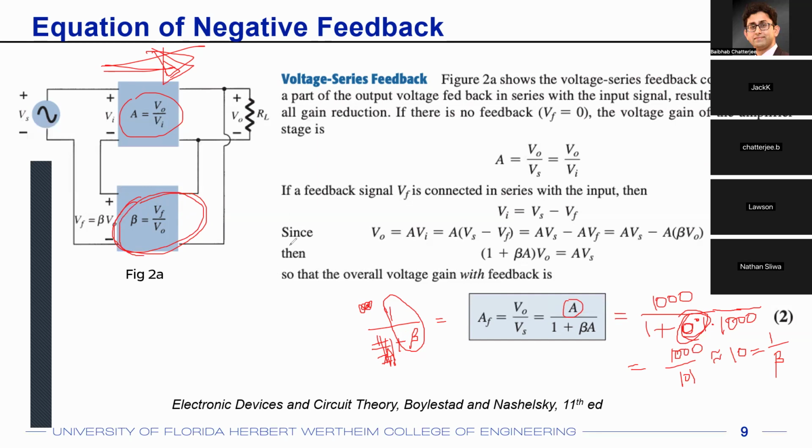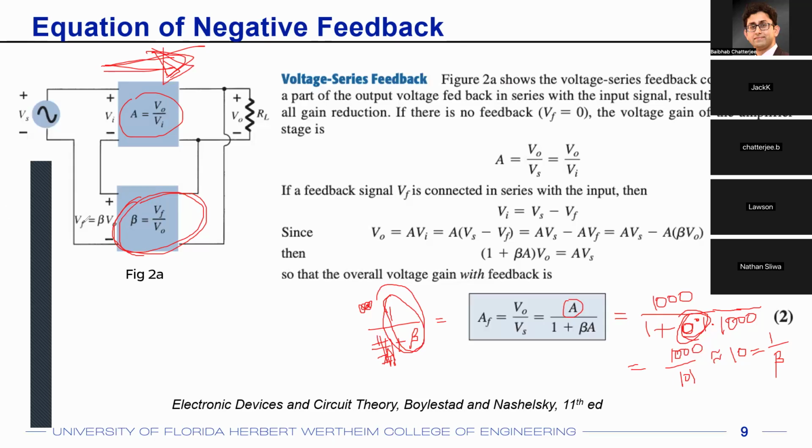So if your beta is 1 upon 50, 1 upon beta will be 50. What's the catch? Your A, the gain in the feed forward path, has to be much, much larger than 50. As long as you ensure that, you buy an op-amp from the market which has a gain of, let's say, 5,000, and you want a gain of 50 in your system, your 1 upon beta becomes 50.